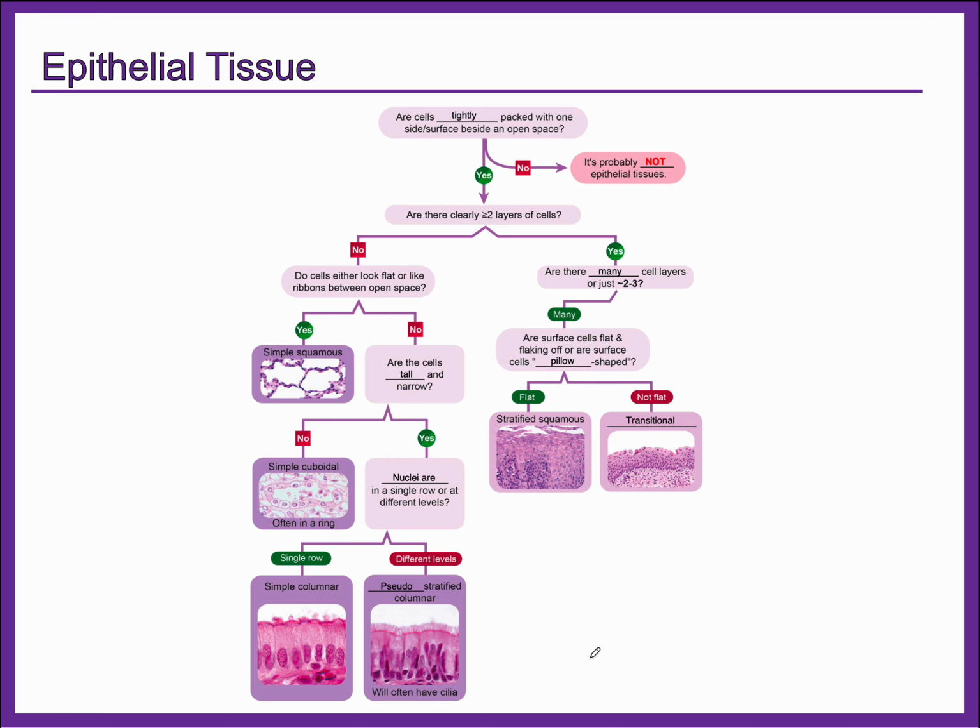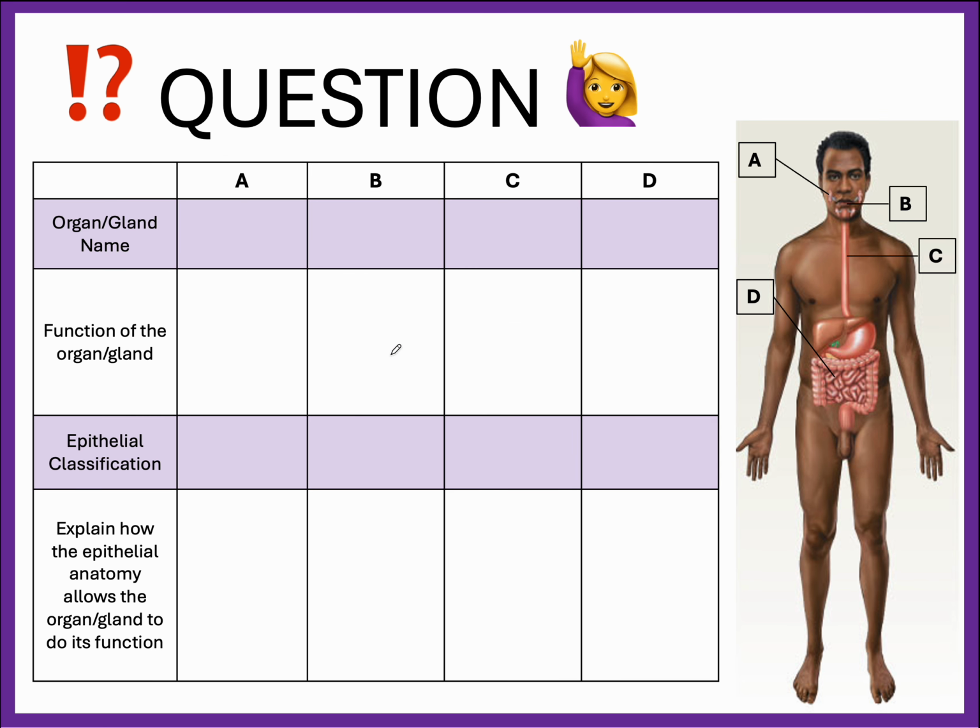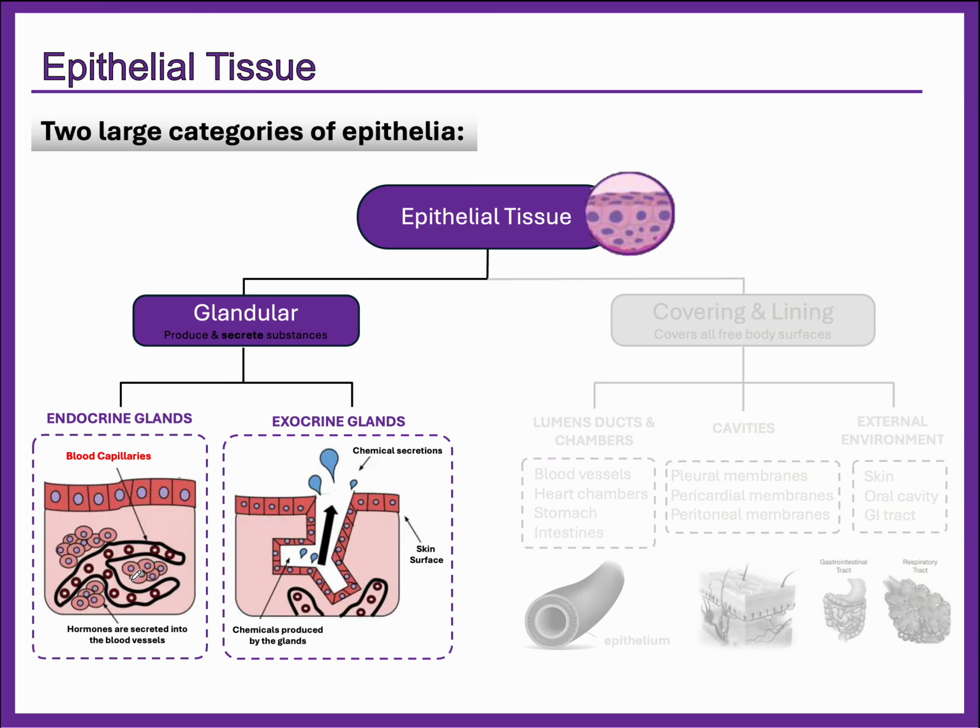So here's a little review for you to try to figure out what types of cells are which. And this might be useful even during the lab to help you try to identify certain things. So I want you to try to do this activity on your own, and name the organ, the function, the epithelium, and explain how the anatomy allows the organ or gland to do its function.